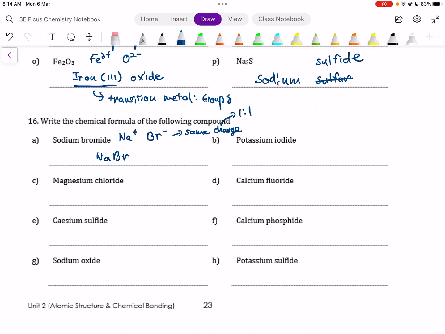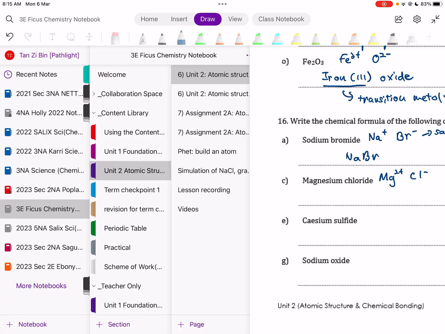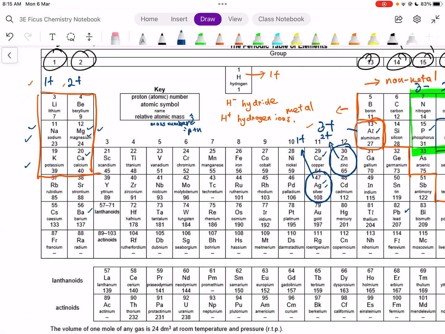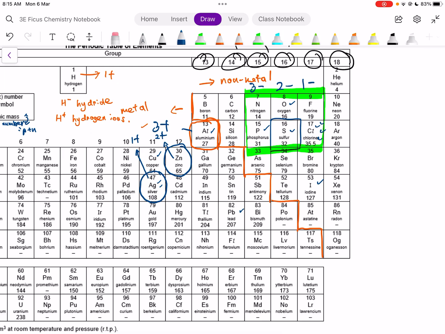Okay, let's look at B. This page of examples is still quite easy, because it's all monoatomic, no brackets; I think this page is all monoatomic. So this one is your KI. Same thing, same charge, so you write it in a 1:1 ratio. Next you have your magnesium chloride. This one is your Mg2+ and Cl-. I can write it very fast because I've been writing for very long. For you, you probably need to check your periodic table: Mg2+ and then Cl-.